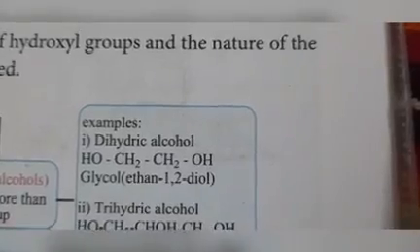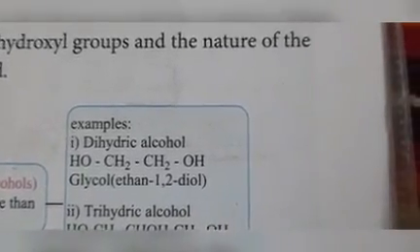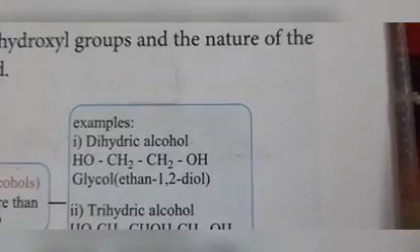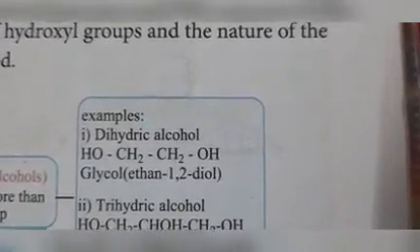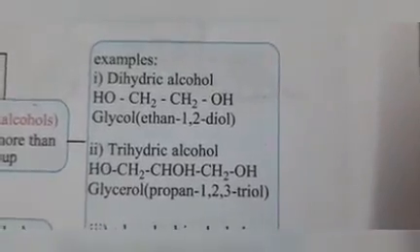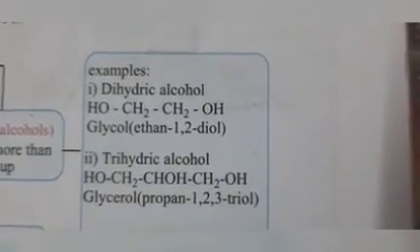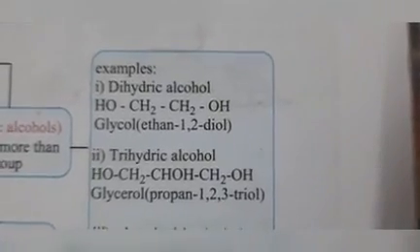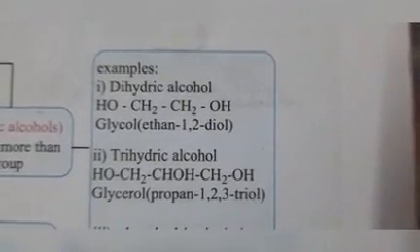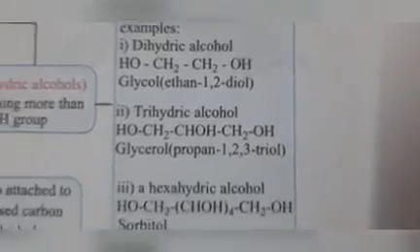First one is glycol, CH2CH2. At both ends, each carbon contains 1 OH. So it contains 2 OH, and this is the example for dihydric alcohol. And this compound contains 3 OH. 3 carbons are present, and in each carbon 1 OH is there. So this is the example for trihydric alcohol.